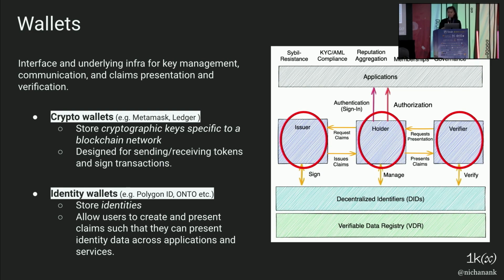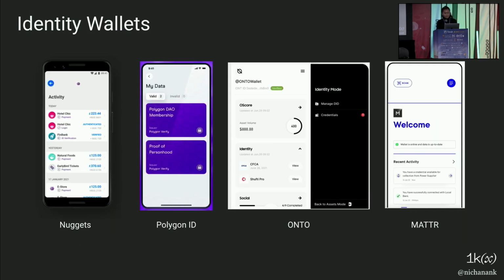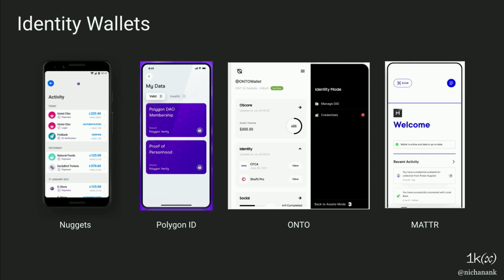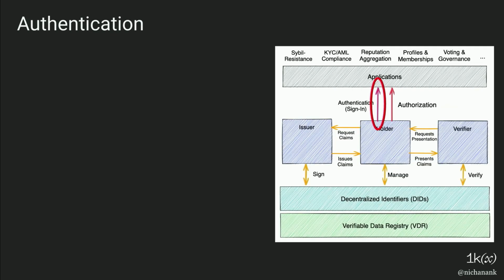It allows users to create and present claims so that they can present their identity data across apps and services. So these are some examples of identity wallets. Polygon ID has a wallet where you can store your credentials, like membership and your proof of personhood if you've done KYC or used something like Gitcoin Passport. And so typically these wallets are where you keep your verifiable credentials.